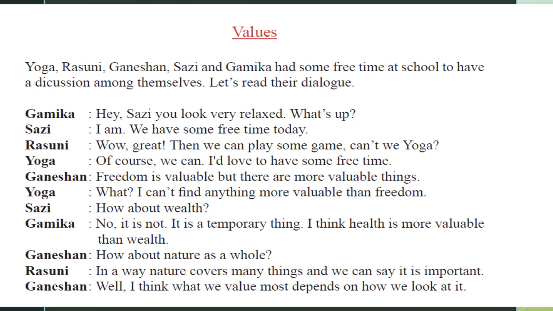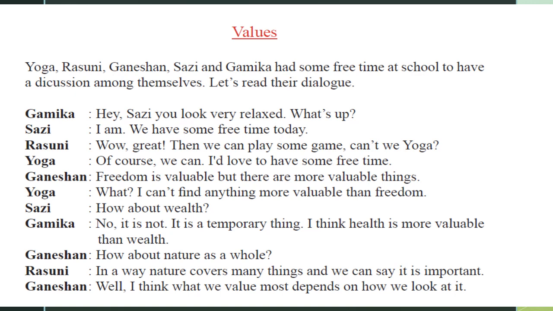Let's read their dialogue. Gamika: Hey Sasi, you look very relaxed. What's up? Sasi: I am. We have some free time today. Rasuni: Wow, great. Then we can play some game. Can't we, Yoga? Yoga: Of course, we can. I'd love to have some free time. Ganeshan: Freedom is valuable, but there are more valuable things. Yoga: What? I can't find anything more valuable than freedom.